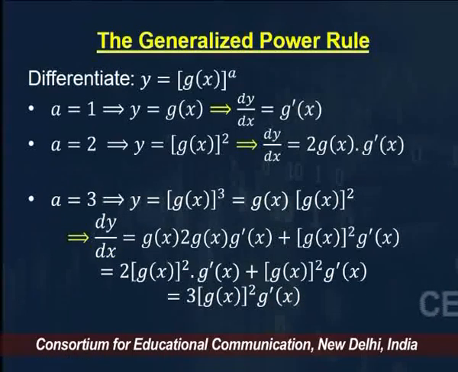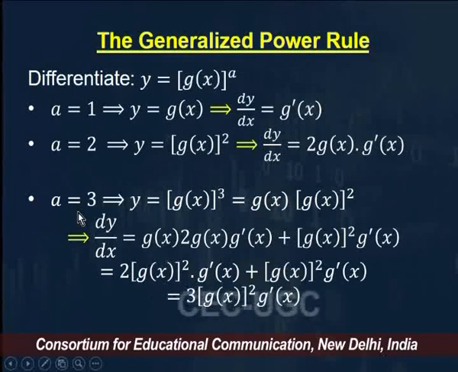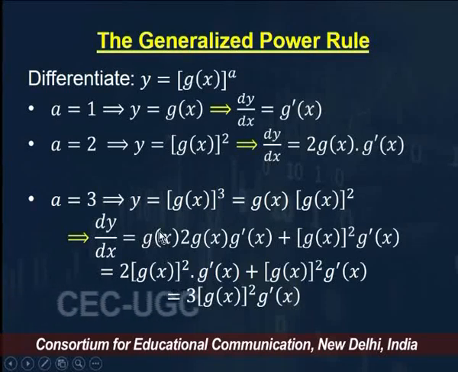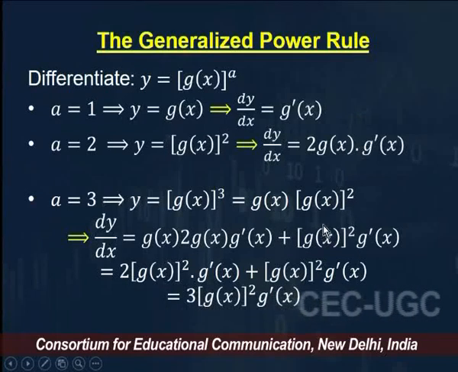Let's take a equal to 3. So we've done the first two already, which I've presented here. Let us now take a equal to 3 and see if we start seeing a pattern. Now, if a is equal to 3, then y is equal to g of x cubed. And this in turn can be written as g of x times g of x the whole squared, right?